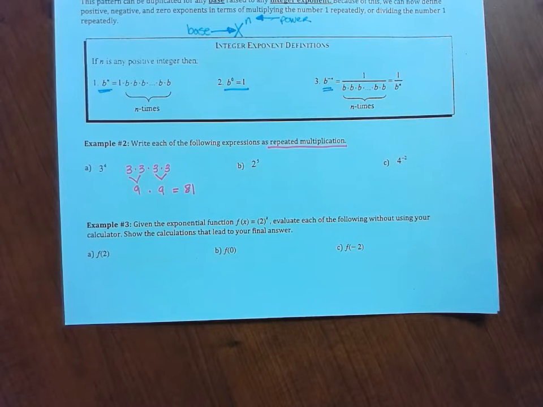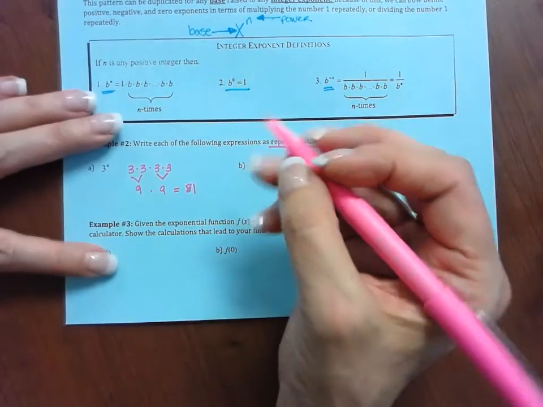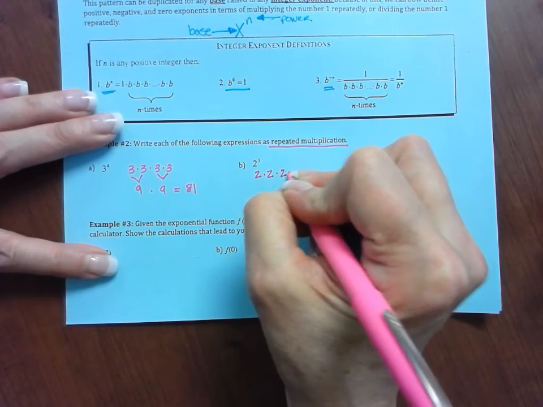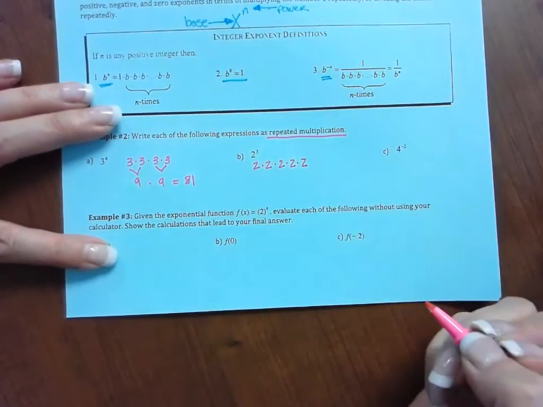What about 2 to the 5th? That was on your list last night. Anybody remember what 2 to the 5th was off the top of your head? Let's prove it's 32. So I have 2 times 2 times 2 times 2 times 2.